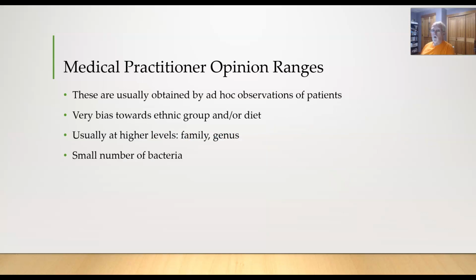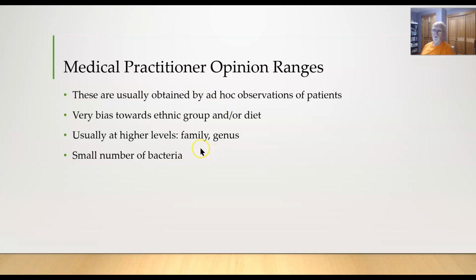We can also go over to using ranges from a medical practitioner. These are usually done by ad hoc observation of a patient, which is good. It can become very biased towards the ethnic group and or diet. For example, if you are in Australia, which has a very high, or Argentina, which has very high meat consumption, versus India, where you may have a high percentage of vegans, you could have two totally different ranges of bacteria because of the diet.